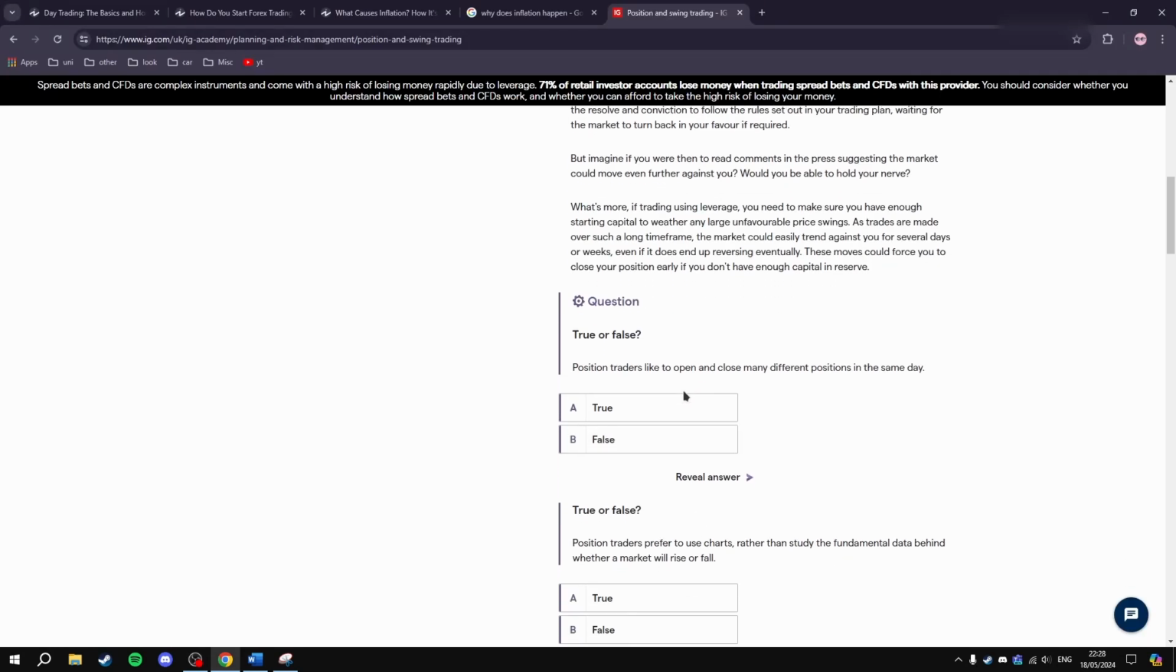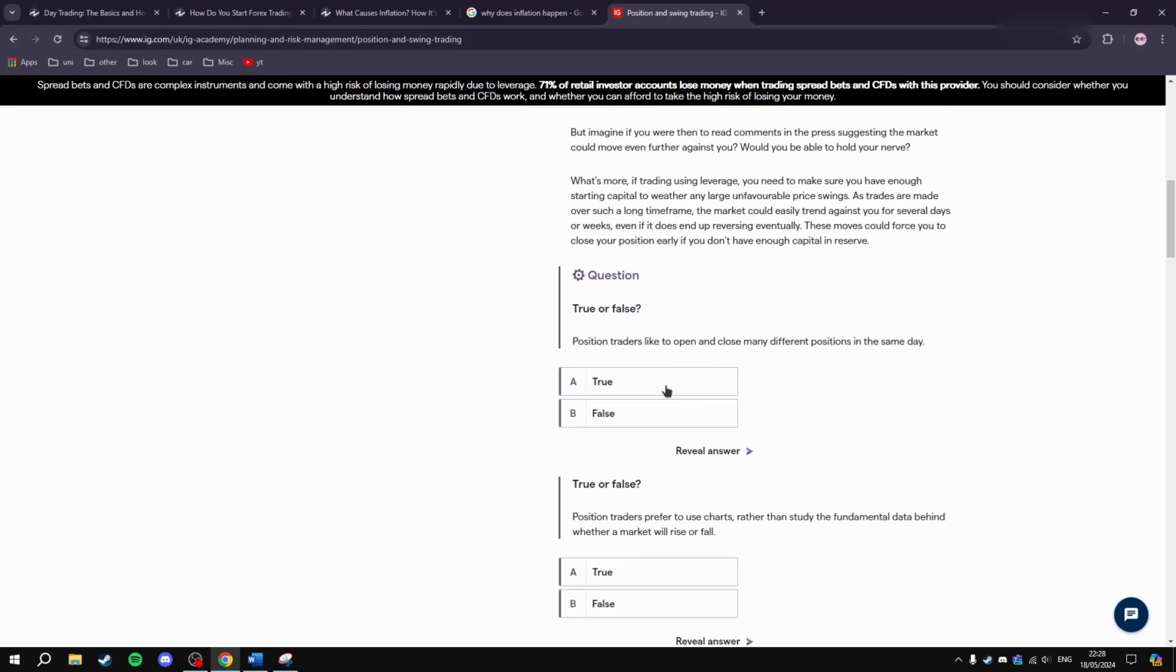But imagine if you were then to read comments in the press suggesting the market could move even further against you. Would you be able to hold your nerve? What's more, if trading using leverage, you need to make sure you have enough starter capital to weather any large unfavorable price swings. As trades are made over such a long time frame, the market could easily trend against you for several days or weeks. Even if it does end up reversing eventually, these moves could force you to close your position early if you don't have enough capital in reserve.